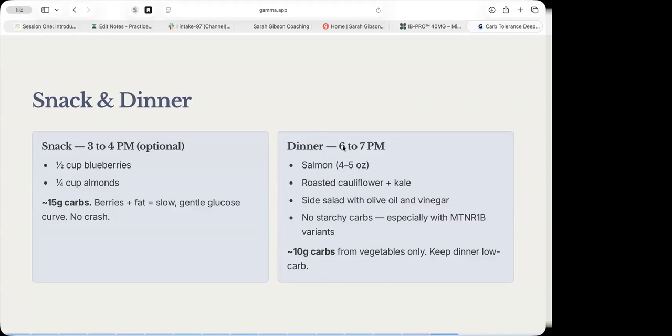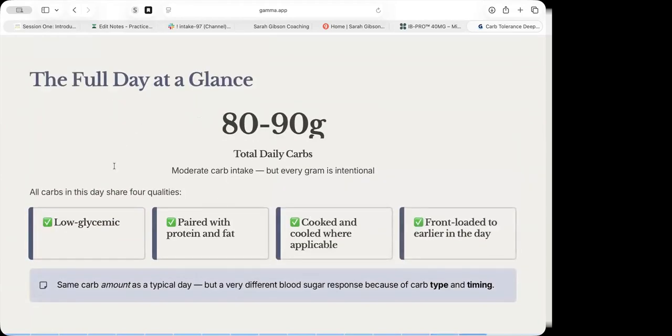And prioritizing lots of good, healthy anti-inflammatory fats, lots of good cruciferous veggies, making sure you get a side salad with some vinegar and olive oil, and not just lettuce, right? We want all sorts of beautiful things in here too: artichoke hearts and olives and tomatoes and sprouts and all those fun things as well. So that gives us a moderate carb intake, but every gram is intentional. You're still getting a lot of good things in your diet, but it's very intentional. It's low glycemic, it's paired with protein and fat. We've really made the most of our day with that resistant starch, and we've front loaded those carbs.